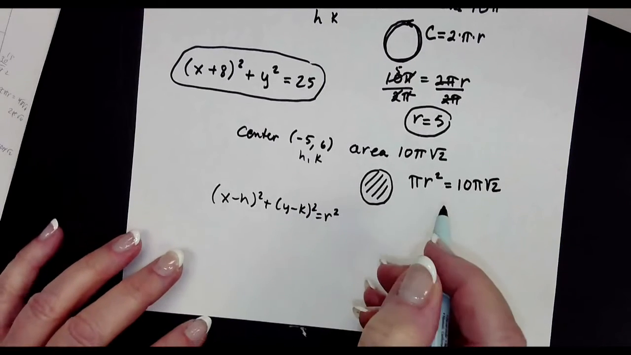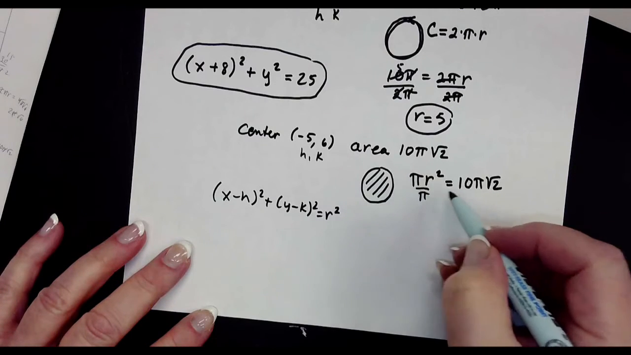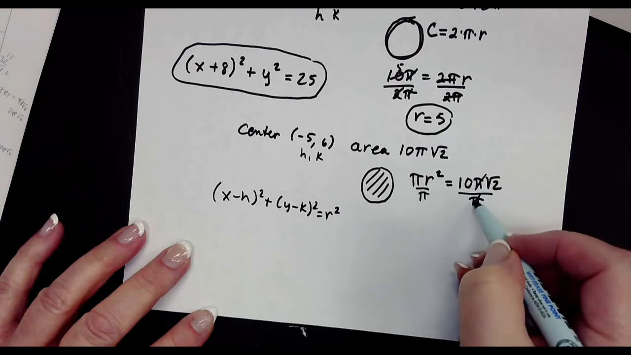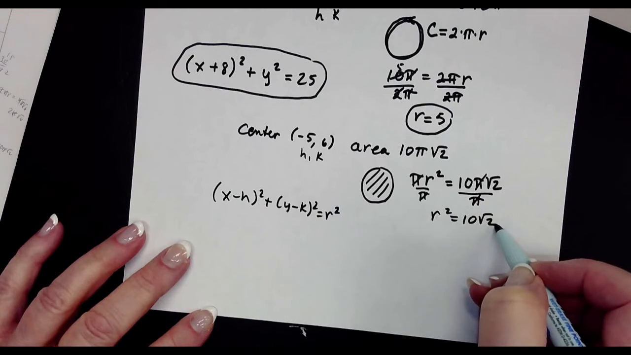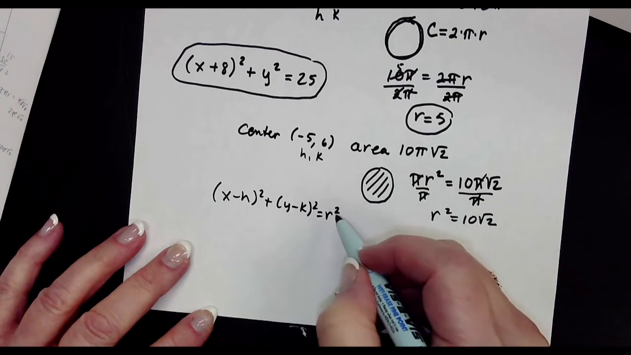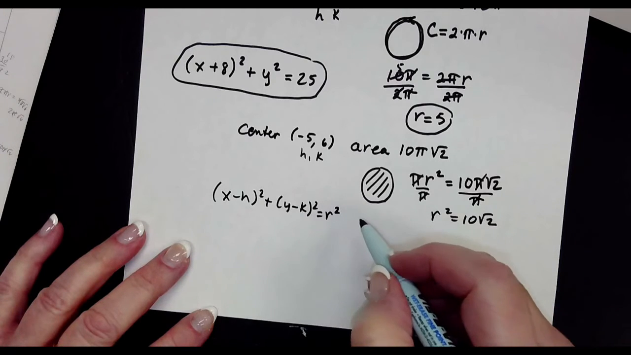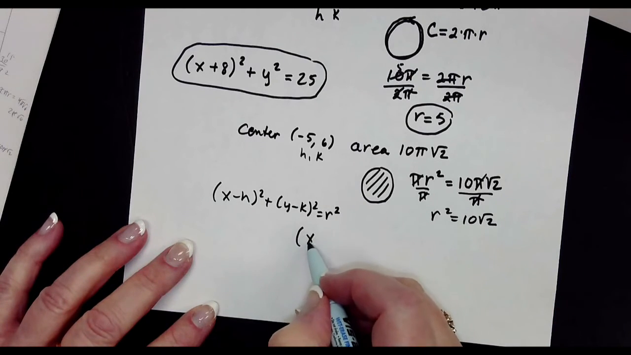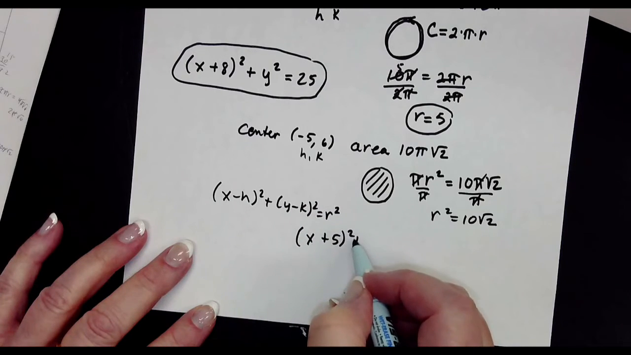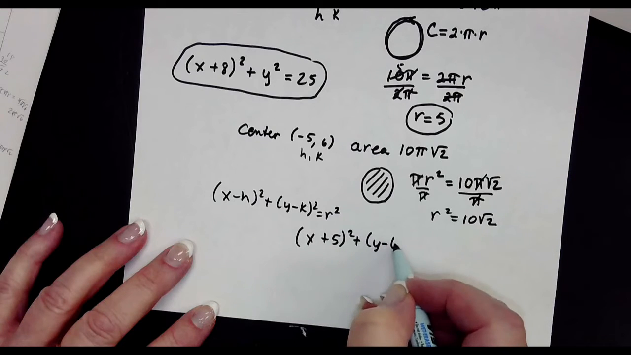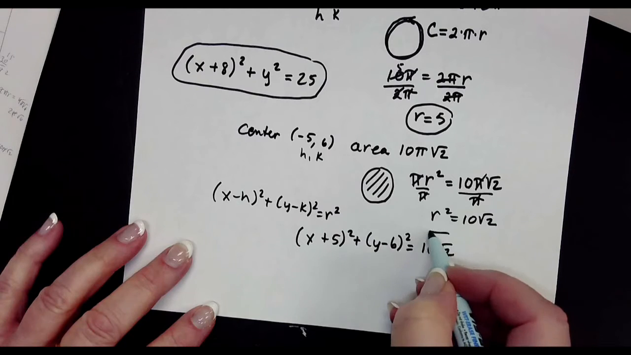So we don't care about what r is, we care about what r squared is. If I just divide both sides by pi, the pi's cancel out, and I get r squared equals 10 square roots of 2. So when I plug in for that r squared, 10 square roots of 2, my answer is going to be x minus a -5, which is plus 5 squared, plus y minus 6 squared equals 10 square roots of 2.